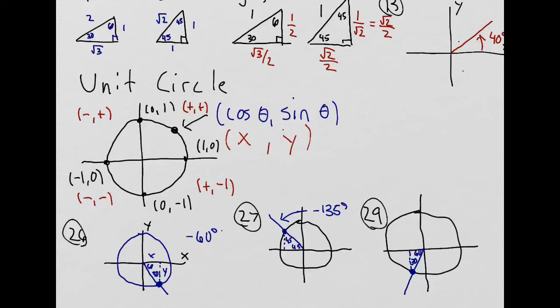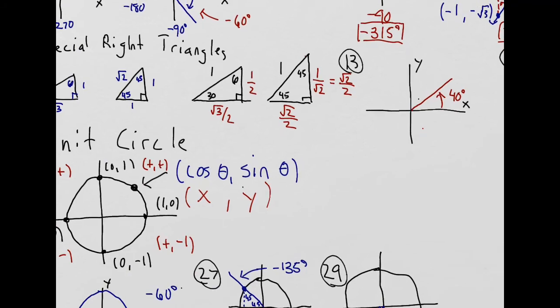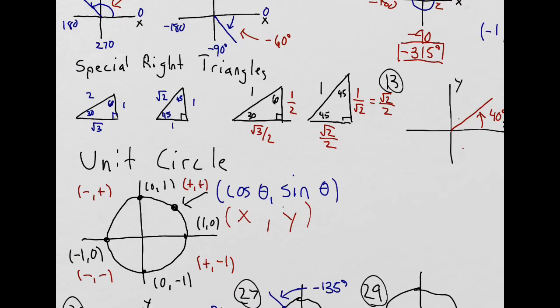And by exact, they mean don't use your calculator. So you should be able to do this without using your calculator. You just have to use special right triangles. So quick note on those. Since we're talking about the unit circle, that means a radius of 1, right? So if we're looking at our special right triangles, they don't have 1 here. So I have to turn these into a 1.